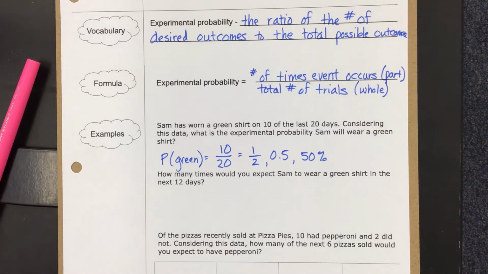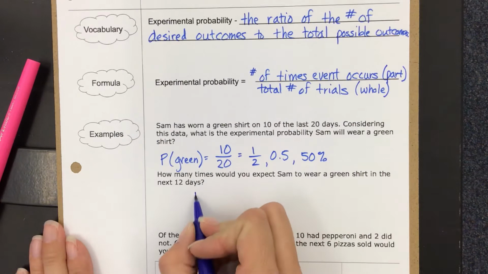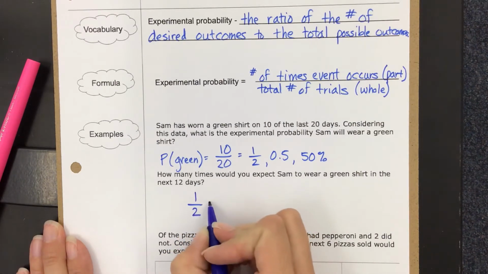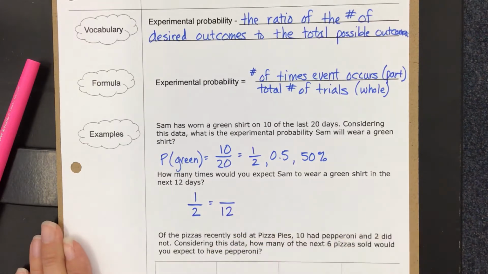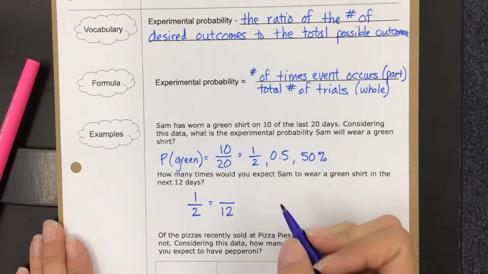Owen? 6 days. And how did you know that? Because if it's just half, it's divided 12 by 2. I got 6. Fabulous. Okay, do you remember setting up a ratio like this in 6th grade?